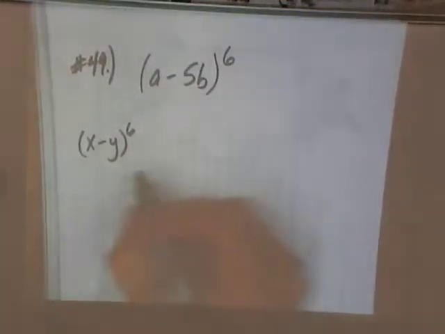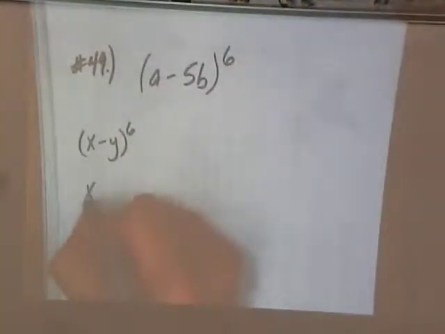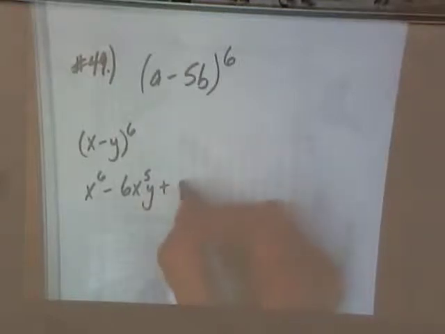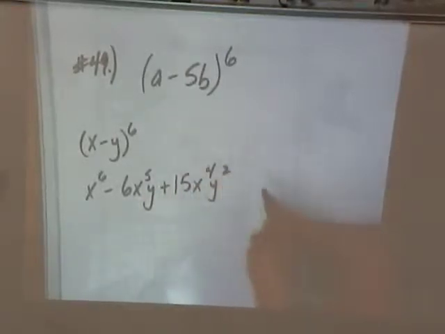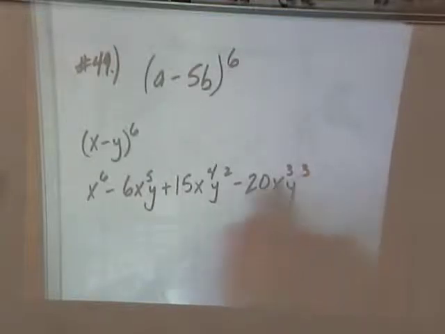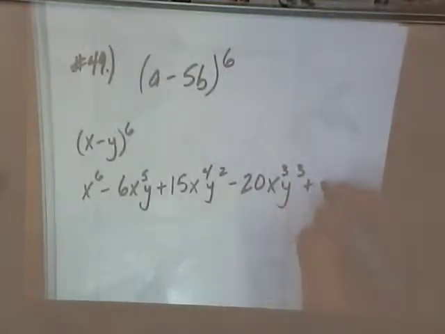Alright, so if we expand this out, we get x to the 6th minus 6x to the 5th y plus 15x to the 4th y squared minus 20x cubed y cubed plus 60 divided by 4 is 15x squared y to the 4th.